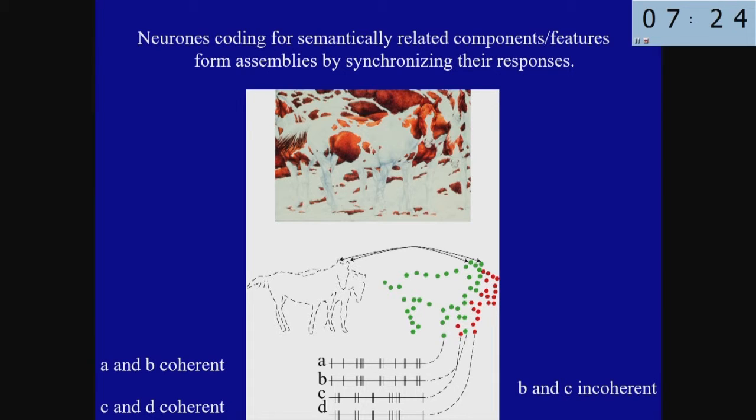So after successful segmentation of these assemblies, you would end up with a state where neurons coding for, in a very simplified interpretation, the first horse, the green ones, would produce correlated activity, and likewise the neurons coding for the red horse would do the same, but the two would be uncorrelated. So the two assemblies can be separated in time rather than in space, because spatially they will be overlapping.